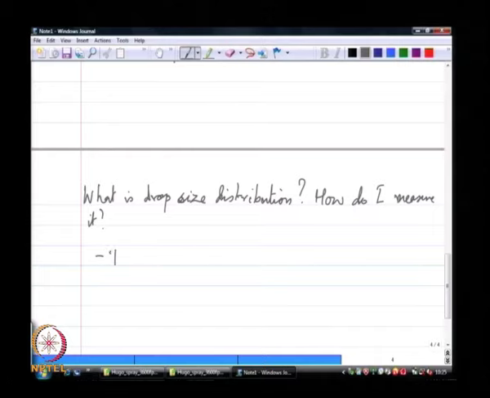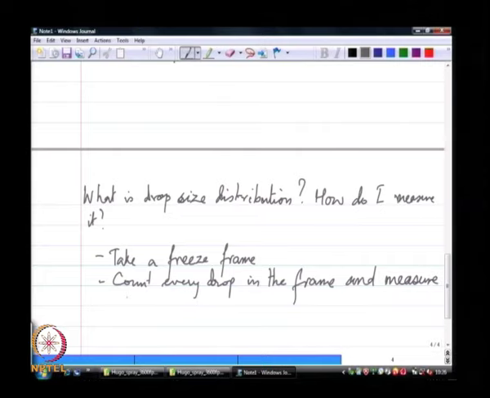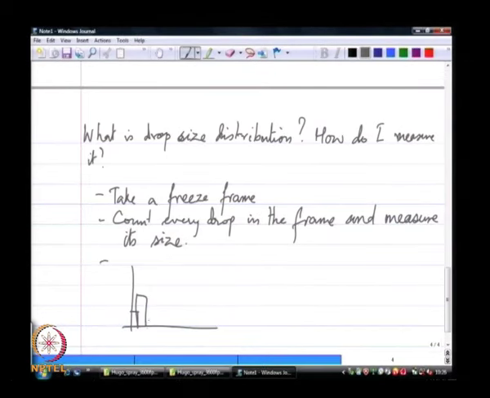So I can take a freeze frame, count every drop in the frame, and measure its size. This will give us essentially a million numbers, or slightly less, and from there I can construct a histogram. We are all familiar with the concept of a histogram. I want to spend some time on it because there are very important mathematical tools we need to acquire to completely understand what a histogram is and what we can do with it. So let us say I do this histogram and it gives me something like this.